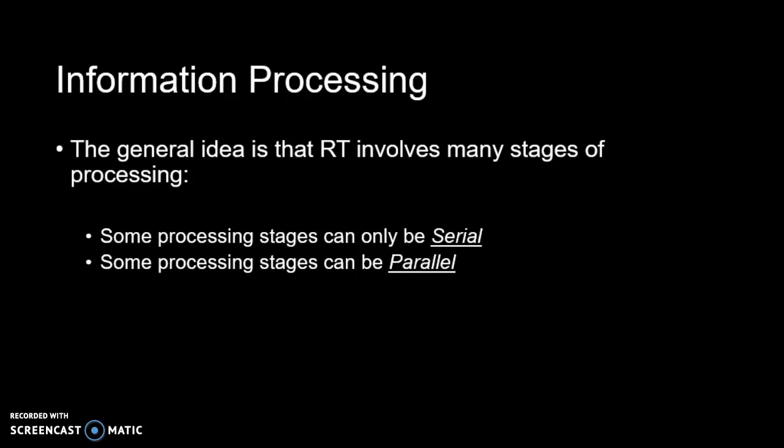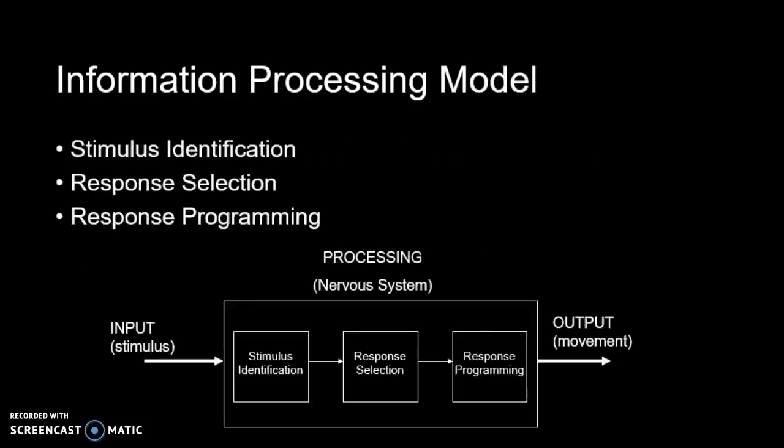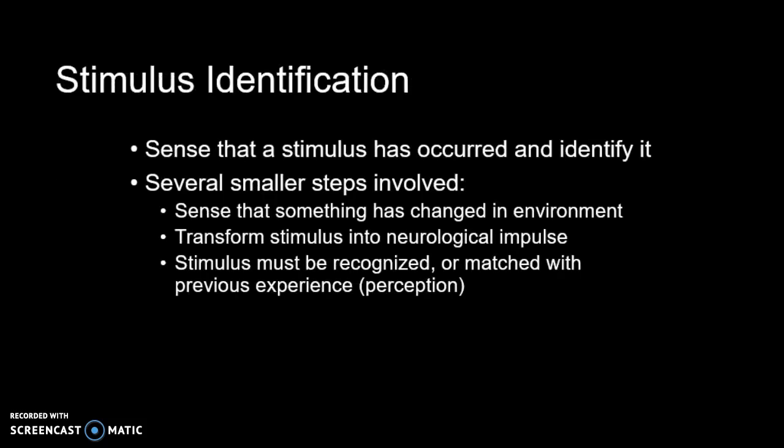Serial would be like successive stages in an assembly line down the row, or parallel, they could be happening at the same time but in different places. So the model that we look at is we have this input, and within that nervous system for processing, we have to have stimulus identification, response selection, and response programming. So stimulus ID would be we need to sense that a stimulus has occurred and identify what it is.